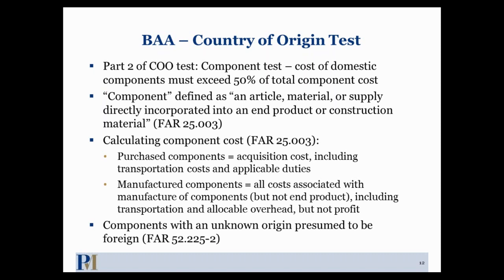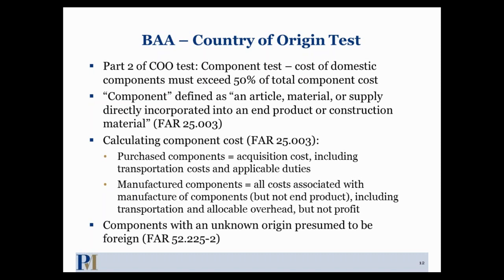So the second part of the test is the component test. The domestic components have to exceed 50% of the total component cost. So it's really important to understand what the component is. It's defined as the item that's directly incorporated into an end product or construction material. So you need to identify whether an item is the end product or a component or a subcomponent, because for calculating component cost, the cost is measured at the component and not a subcomponent level.